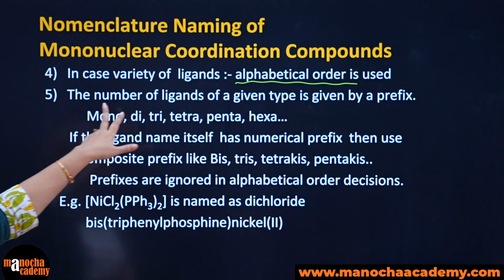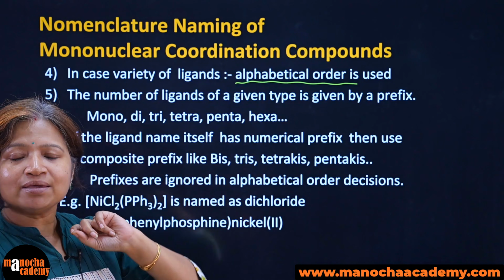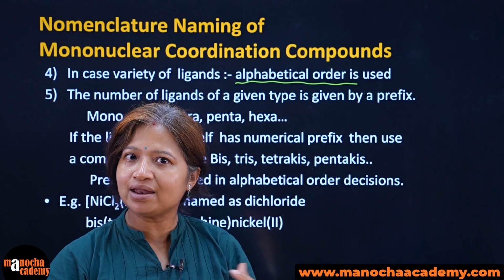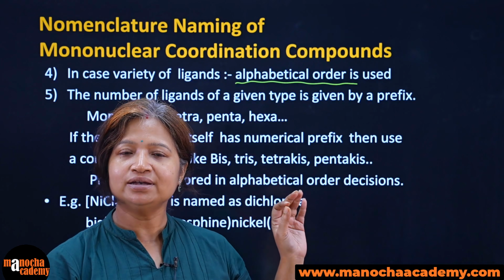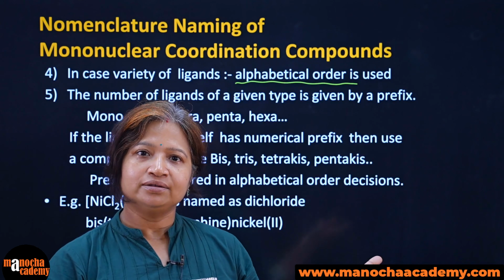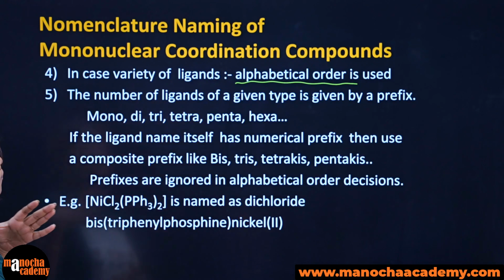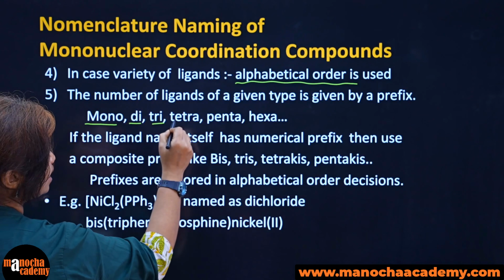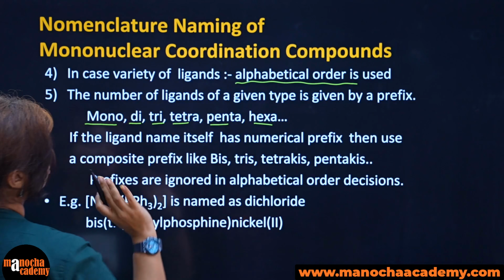Next, number of the ligands, how do you name? Like we do dimethyl, trimethyl, tetrachloride in IUPAC, same thing here. Di, tri, tetra, like that we use the prefix. So, in the prefix we generally write mono, di, tri, tetra, penta, hexa and so on.